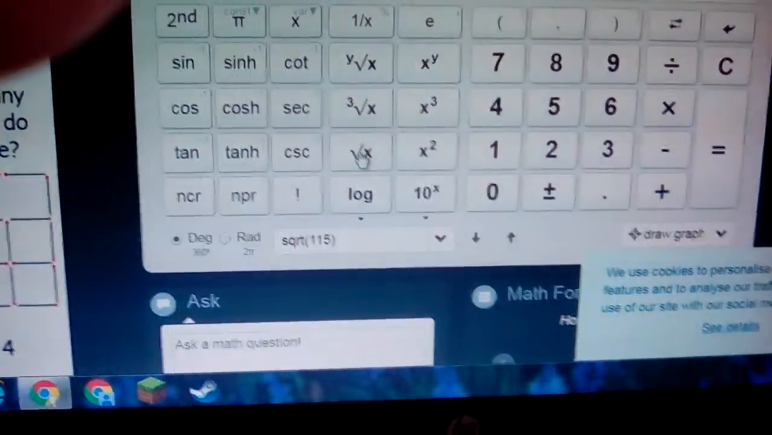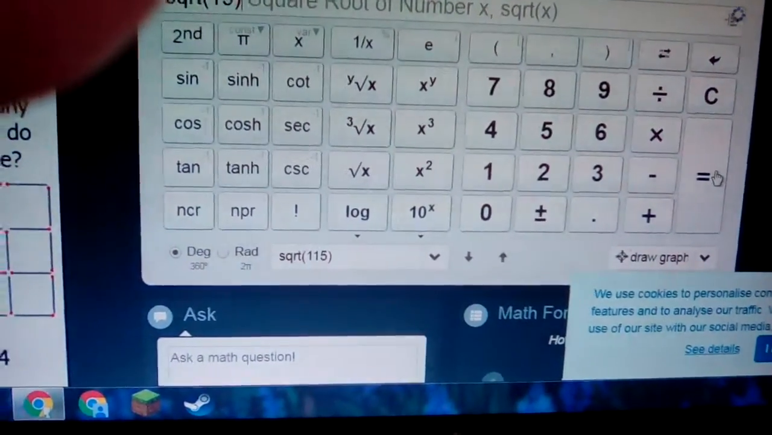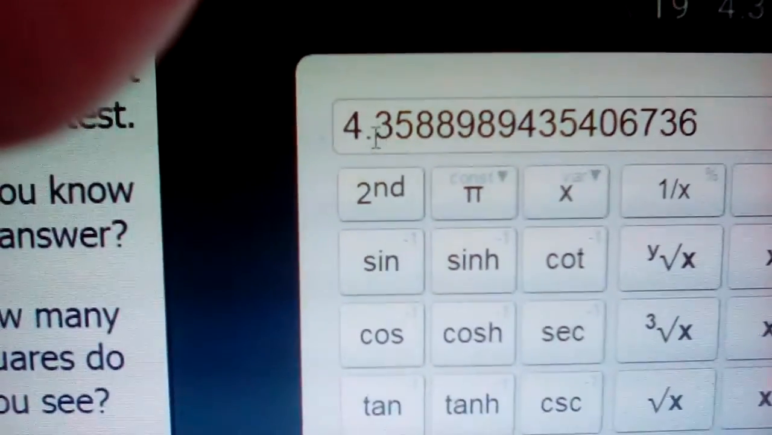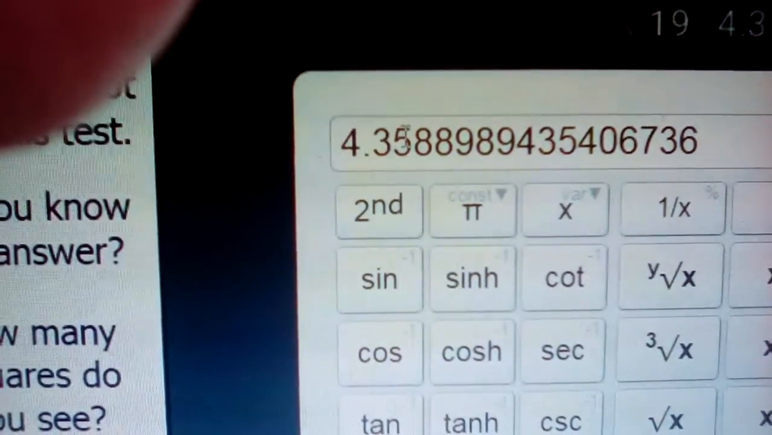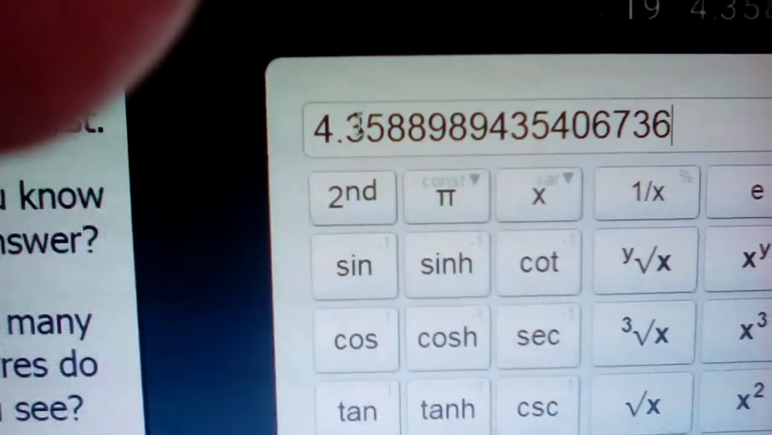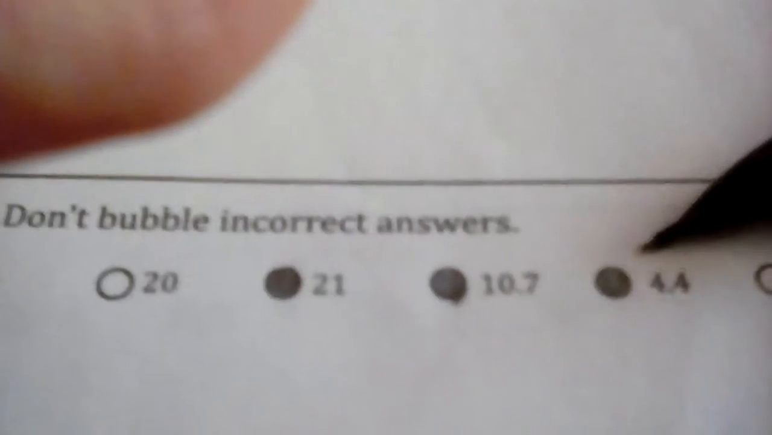And if I click on it and then hit the equal sign, I'm going to get, well, it's thinking, sorry. It's going to come out as 4.3 and so on. Okay, we don't need all those numbers. Let's round it off. If I round this, I'm going to look at the 5. The 5 is going to bump it to a 4, so it says it's 4.4. If I come down here, there's 4.4. There is my answer right there, 4.4.